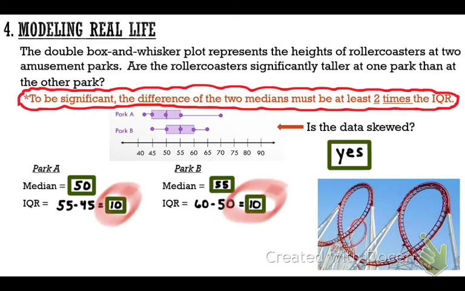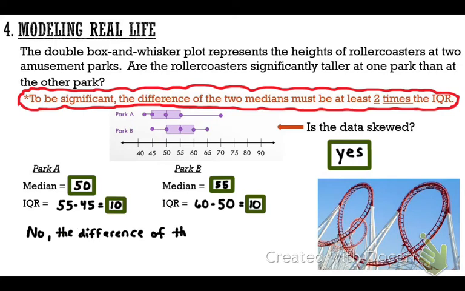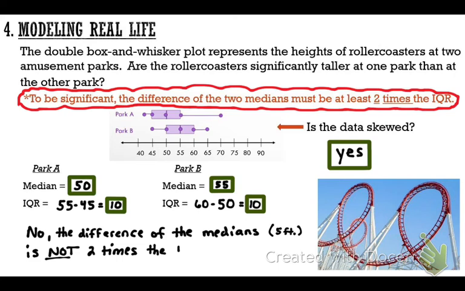Is 5 feet 2 times, or double, the number 10? No. What is it? Less. It's half. Okay? So when it asks us here, are they significant? Write this down. The answer is no. Because the difference of the two medians, which was only 5 feet, is not 2 times the IQR, which we discovered was 10 feet.